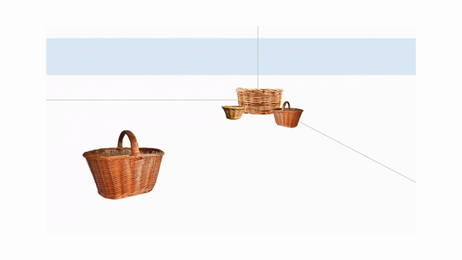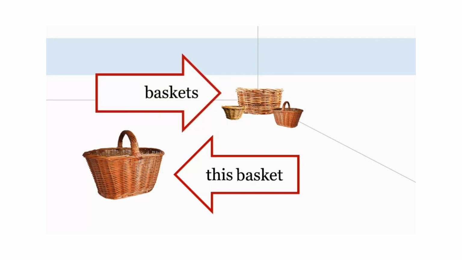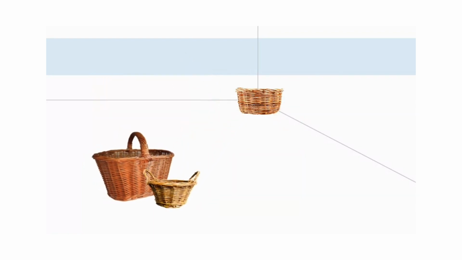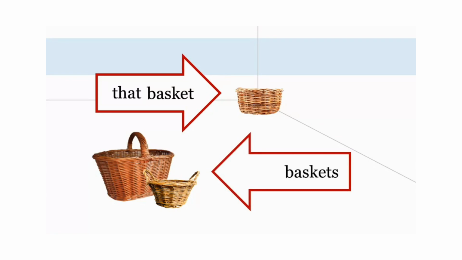Okay, let's mix it up with baskets. What should go here? This, that, these, or those? This basket, because it's near and it's singular. How about the baskets in the corner? Those baskets, because they're far, but it's plural. There are more than one. If we change it, now we have one basket, far, that basket. And finally, two baskets near, these baskets.